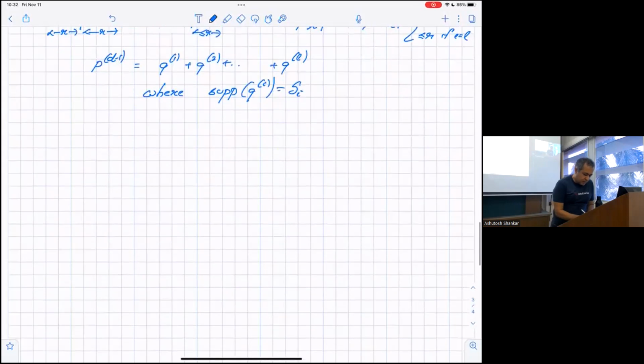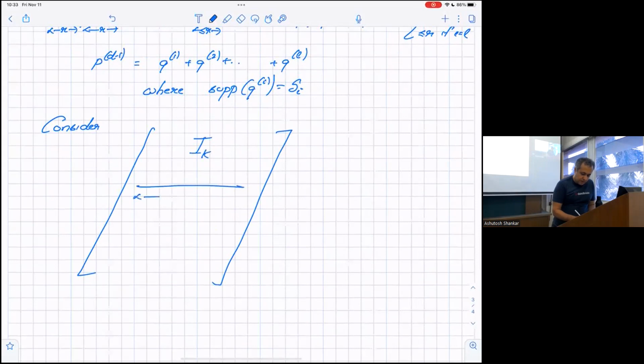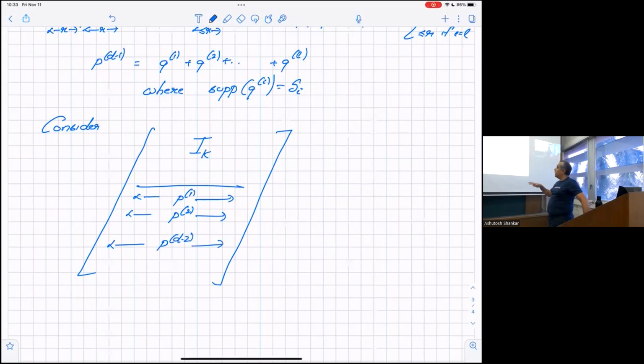Now let's consider the following generator matrix. We have I_K as before. We have P1, P2, all the way up to P_{d-2}. Now I could have put P_{d-1}, that one, but instead of that, I'm going to put these: Q1, Q2, and so on, all the way up to QL.